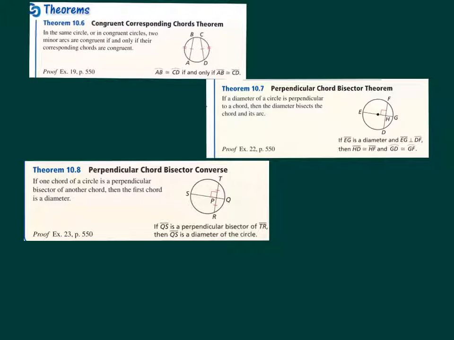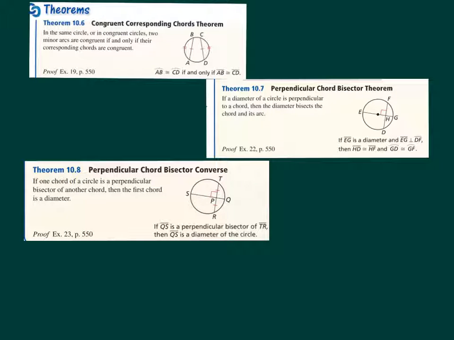In theorem 10.6, we have the congruent corresponding chords theorem. That just says in the same circle or congruent circles. So this could be happening in two different circles. It says two minor arcs are congruent if and only if the corresponding chords are congruent. So those go hand in hand.